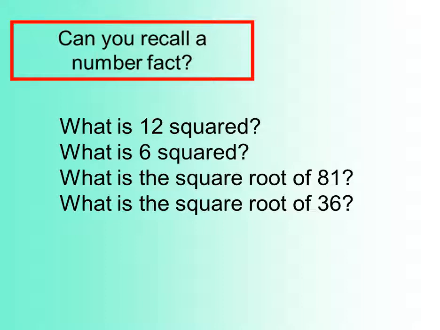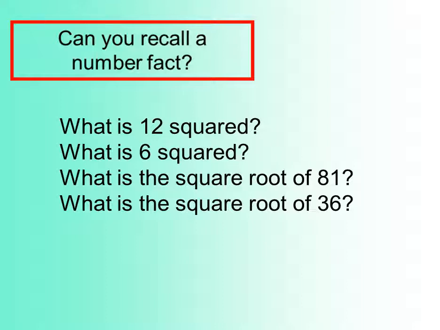Your next challenge is what is 6 squared? So again, we square a number by timesing it by itself. What is 6 times 6? So your 2 answers so far. First one was 144, 12 times 12. And then 6 squared, 6 times 6 is 36.